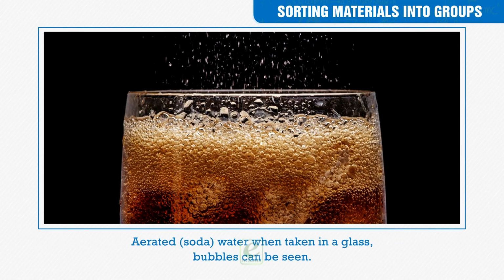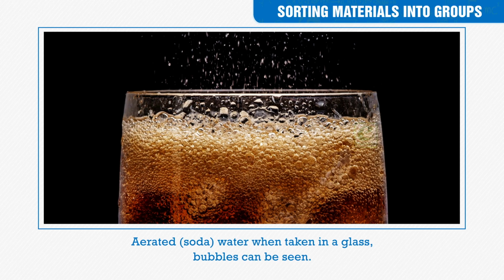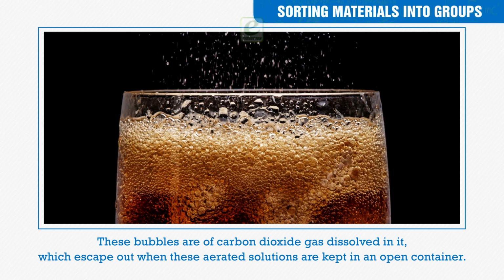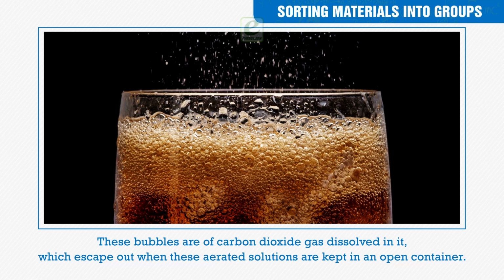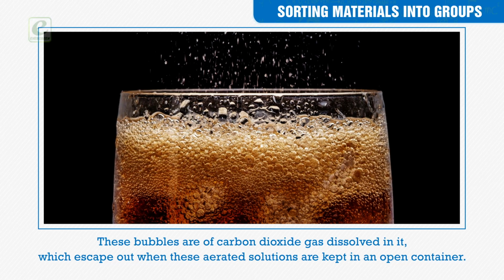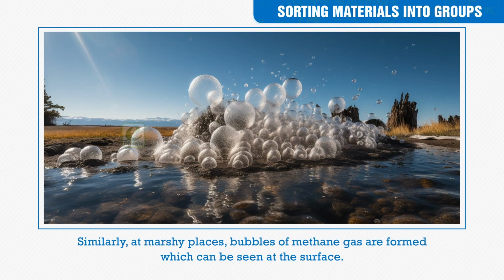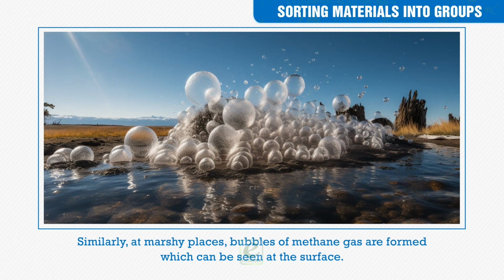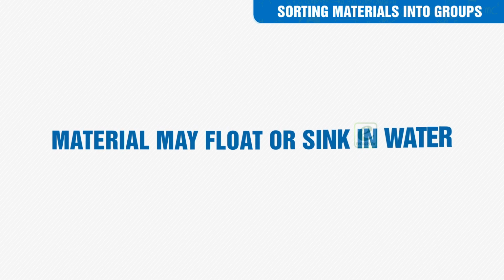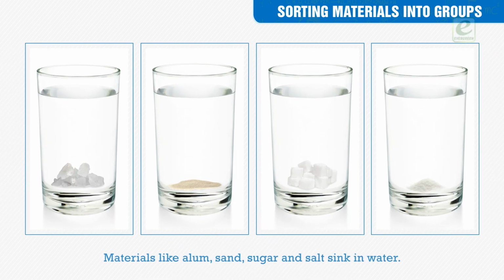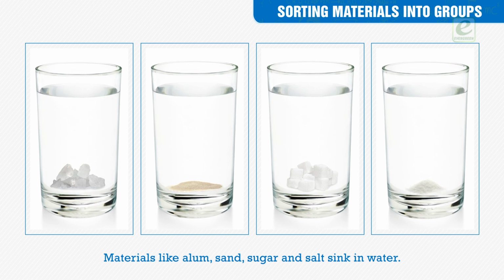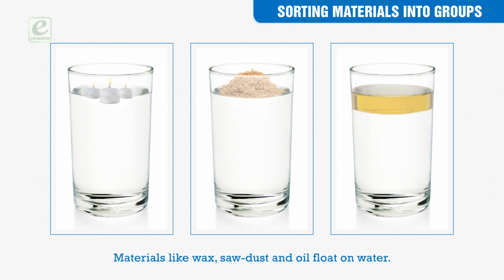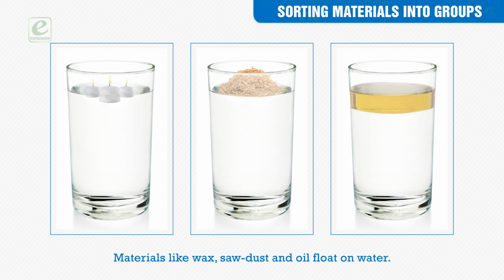Aerated soda water, when taken in a glass, bubbles can be seen. These bubbles are of carbon dioxide gas dissolved in it, which escape out when these aerated solutions are kept in an open container. Similarly, at marshy places, bubbles of methane gas are found, which can be seen on the surface. Material may float or sink in water. Materials like alum, sand, sugar, and salt sink in water. Materials like wax, sawdust, and oil float on water.